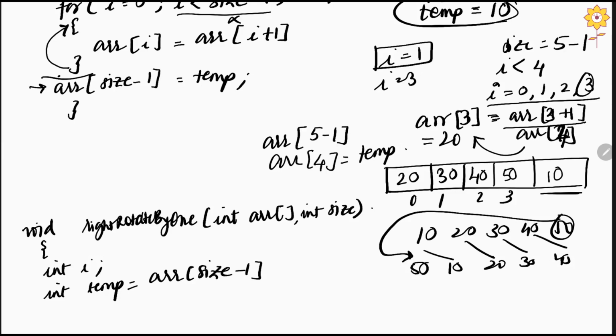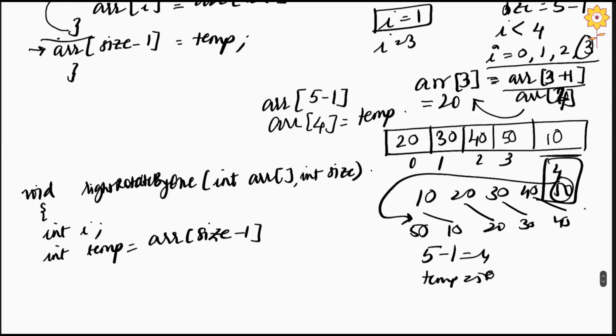What is the size? Size is 5. Size minus 1 is 4, right. So what is there in the fourth position? The fourth position has 50. So temp will have the value 50, correct. And rest of the elements need to be shifted towards the right. So for that we will be writing a for loop.